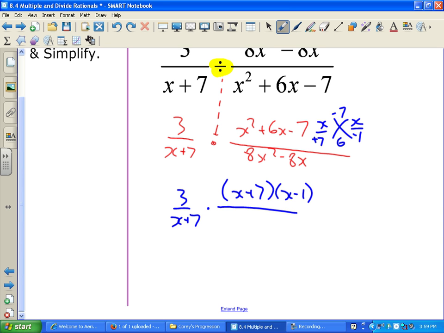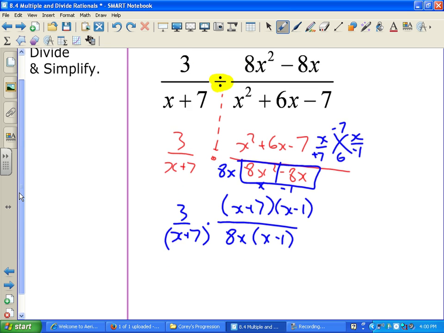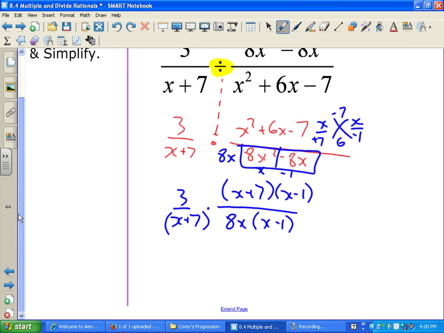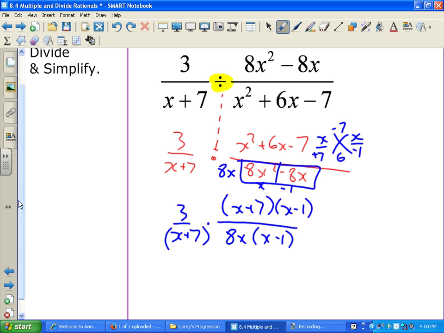Bottom, 8x squared minus 8x. I can remove a common factor of 8x there. If I remove a factor of 8x, it will give me a factor of x minus 1. So my denominator is 8x times x minus 1. At this point, I have rewritten my division as multiplication. I've factored everything, and now it's time to simplify.